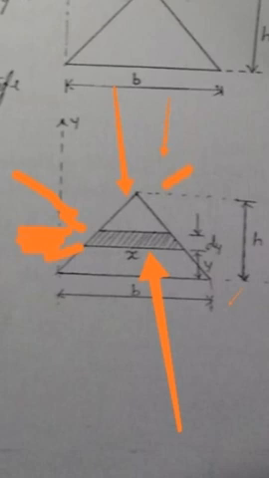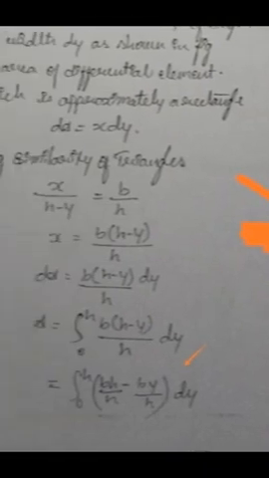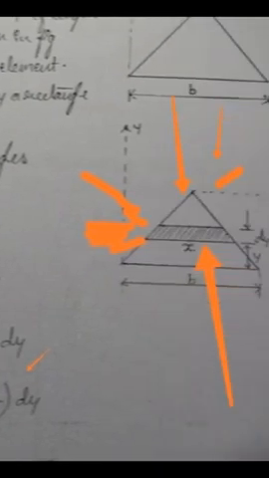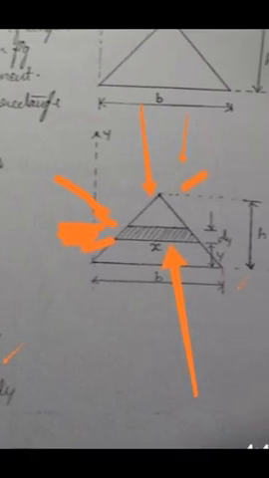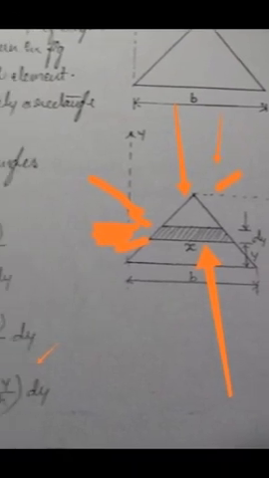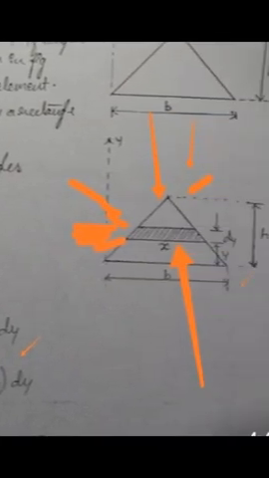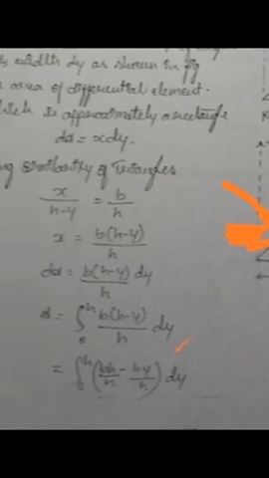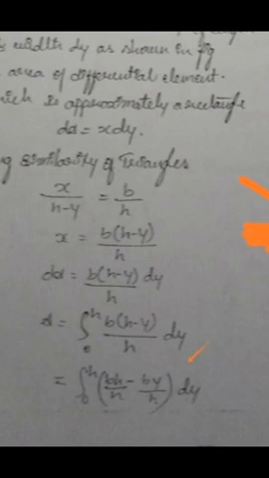B is the base of the biggest triangle. So here, for the smaller triangle, x is the smaller base, and B is the base of the bigger triangle. Next is h. H is the height of the total biggest triangle. Here h minus y is the height of the smaller triangle. So totally you have got similar triangles, the smaller to the bigger one.